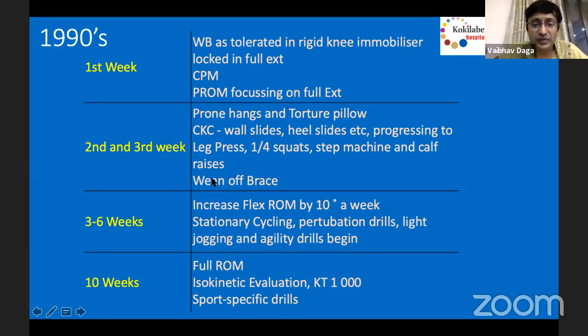In the second and third week, the brace was weaned off. After 10 weeks, full range of motion was achieved. We're trying to achieve, sorry. And isokinetic evaluation and sport-specific drills were started early in the 1990s, but the failure rates were higher.